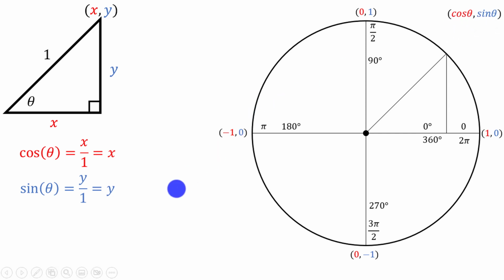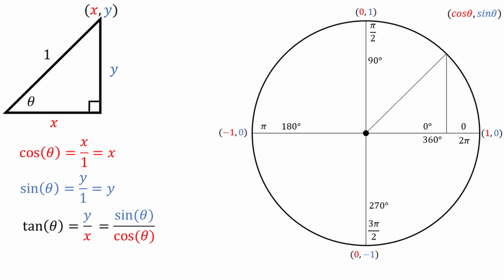Now we can also find tangent of theta. Tangent of theta is opposite over adjacent, which would just be y over x. But since sine is y and cosine is x, tangent is just sine over cosine. This turns out always to be the case even if you don't have a unit circle.